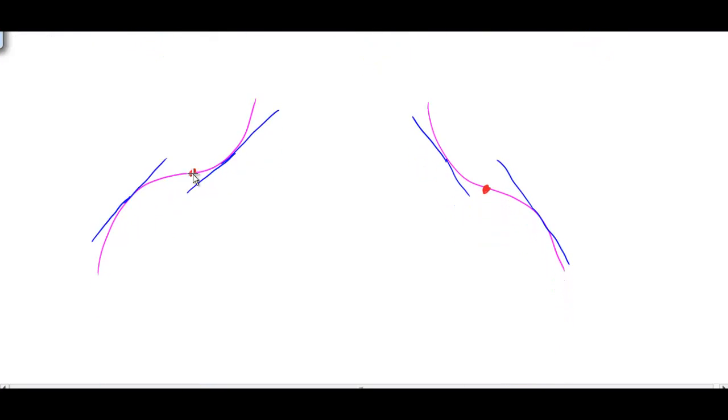Now below here we have two other cases, and if you notice here we have our red dot representing our critical number, and to the left we can see that the tangent line has a positive slope, so therefore our graph is increasing. But what happens at the critical number is our graph doesn't change directions. It continues to increase because our tangent line still has a positive slope.